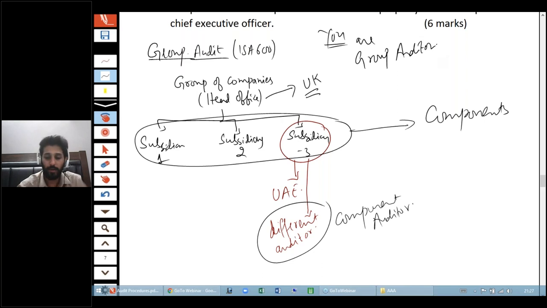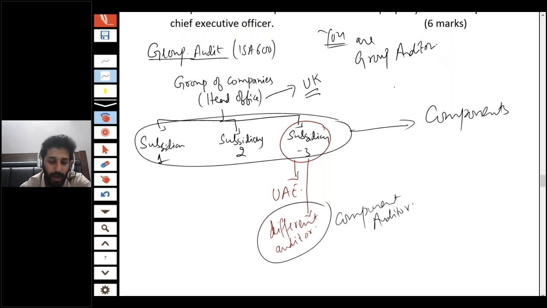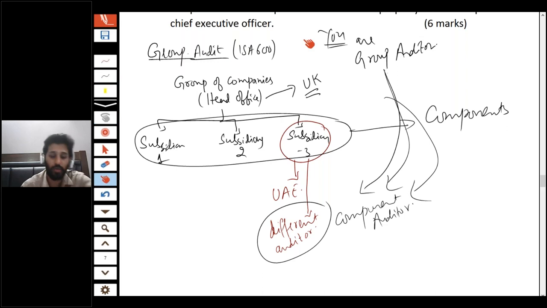Now, you are the group auditor, and you may get information from the component auditor. You may ask the component auditor to perform certain procedures. You can ask the component auditor for any kind of information, right? ISA 600 further goes on to say that there are some factors to be considered before relying on the component auditor. That will be out of scope right now as far as this requirement is concerned.